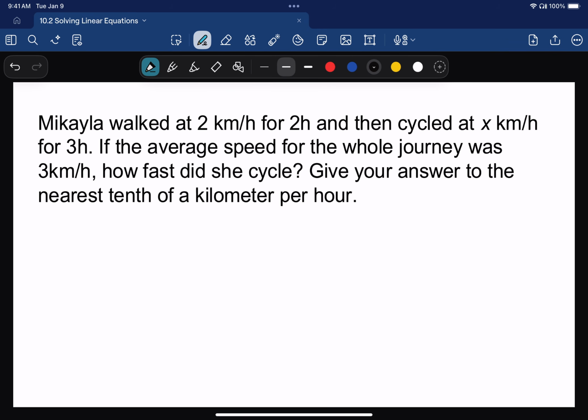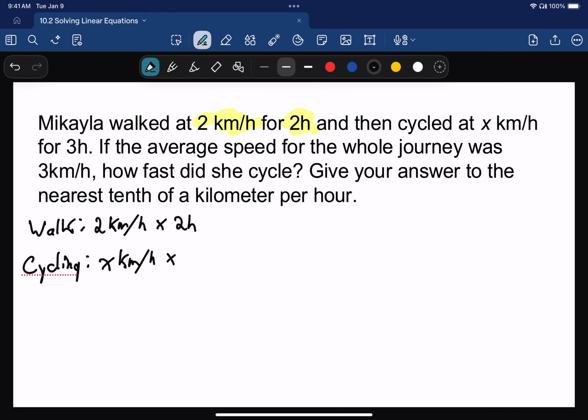Okay, so let's see. What do we know? We know when she was walking, it was 2 kilometers an hour for 2 hours. Okay, when she was biking or cycling, it was x kilometers an hour for 3 hours. So we are looking for this x. It gave us the x already, so this is what we're looking for.